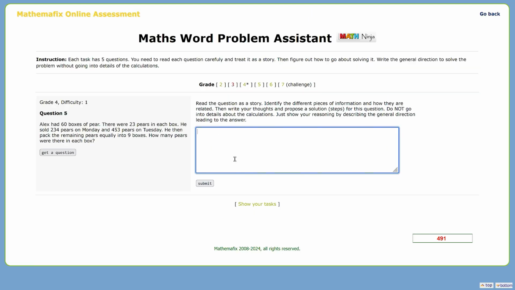Question number 5. Alex has 60 boxes of pears. There are 23 pears in each box. He sold 234 pears on Monday and 453 pears today. He then packed the remaining equally into 9 boxes. How many pears were in each of the boxes?